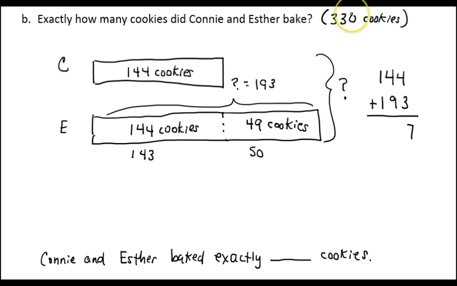4 plus 3 is 7. 4 groups of 10 plus 9 groups is 13 groups. And 1, 2, and 3. So Connie and Esther baked exactly 337 cookies, which was pretty close to our estimate.